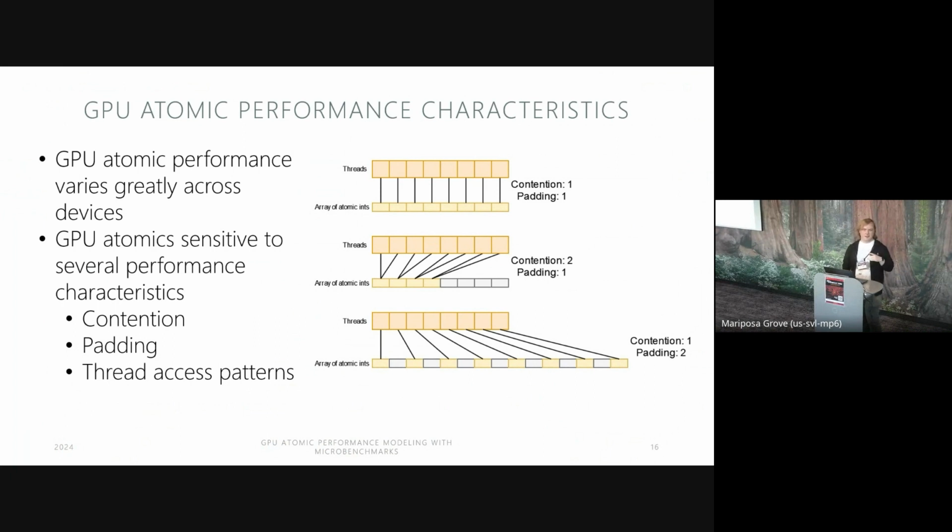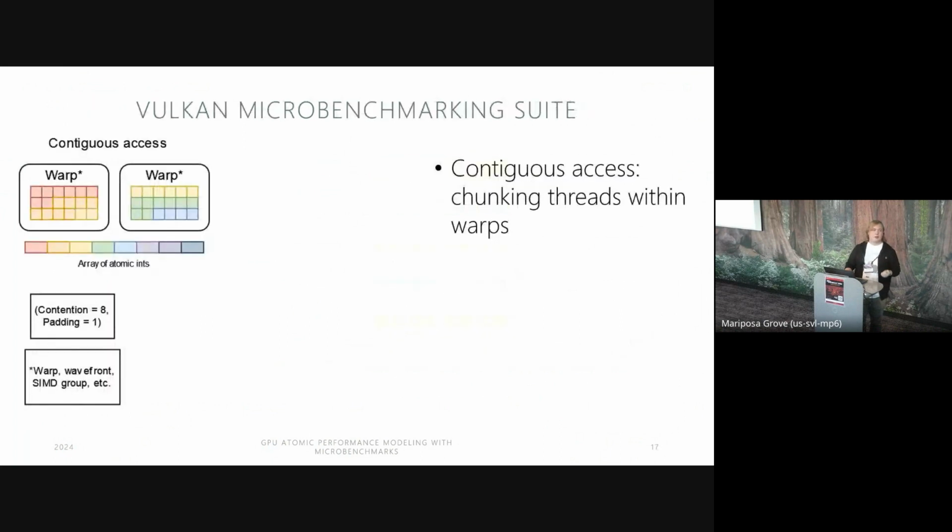You've got subgroup, warp, wavefront, whatever you want to call them. You've got these groups of processors running in tandem that execute at completely different times. And that hierarchical nature means that the access patterns distributed across these workgroups or these subgroups is completely different. So I'll talk a little bit about the thread access patterns that we examined in this work here.